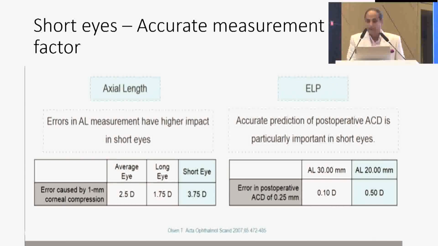Similarly, the effective lens position, the accurate prediction of post-operative AC depth, is particularly important in short eyes because an error of just 0.25 mm leads to 0.1 diopters in 30 millimeters of axial length, and in axial length of about 20, it leads to a surprise of 0.6 diopters. So all these things, when they add up, give you at the end of the procedure about 3, 4, 5 diopters of surprise, and that is what you would definitely not want.